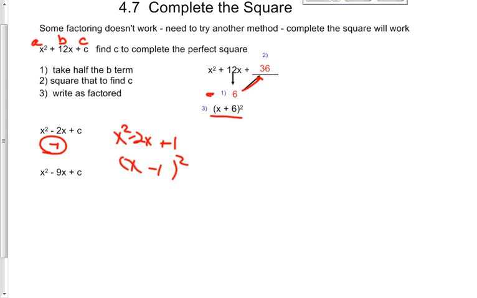Number 2, x squared minus 9x plus c. Half the b term is negative 4 1/2. Negative 4 1/2 squared, or if we write it as a fraction, negative 9 halves squared, is 81 fourths. So 81 fourths is my c term. And now I can go ahead and write my quantity squared. X minus 9 halves squared. Done.